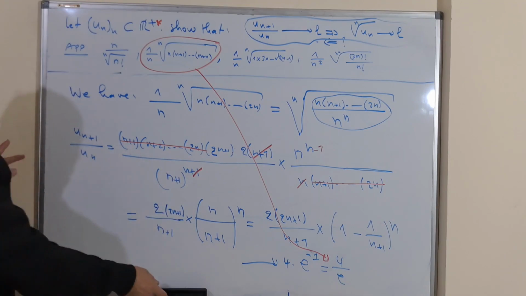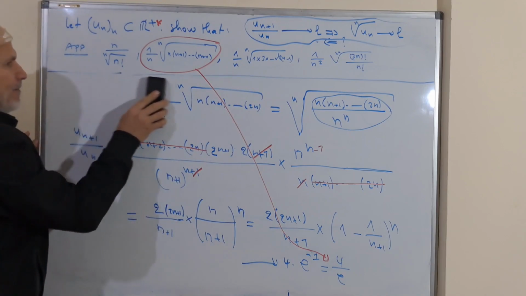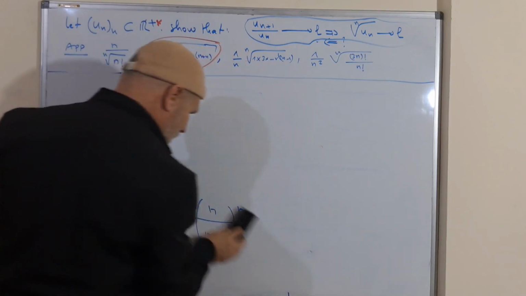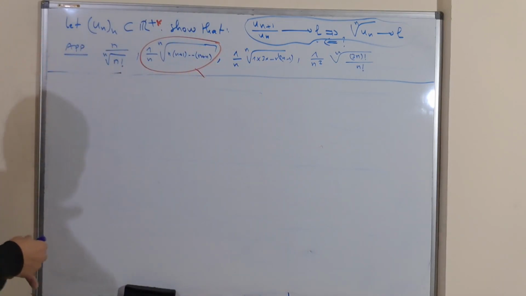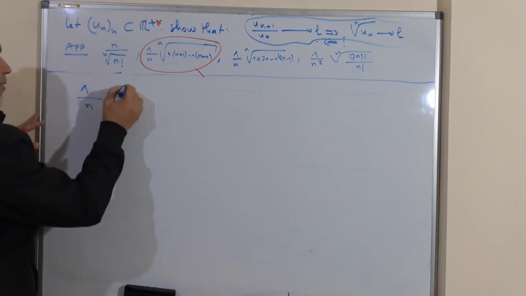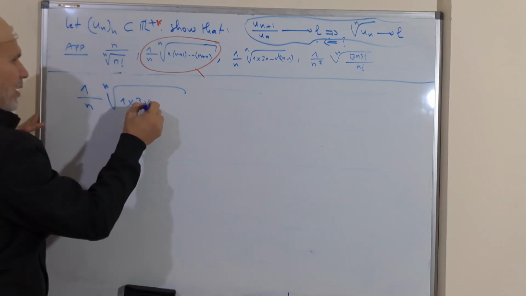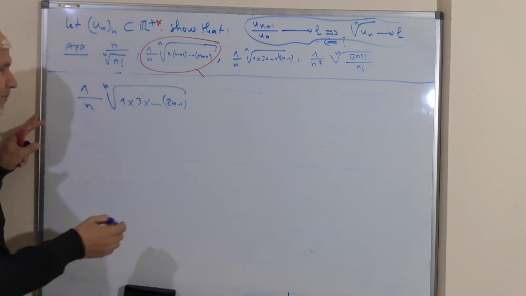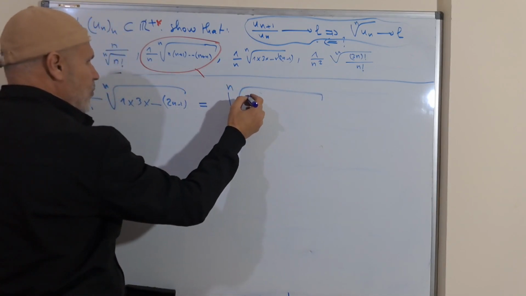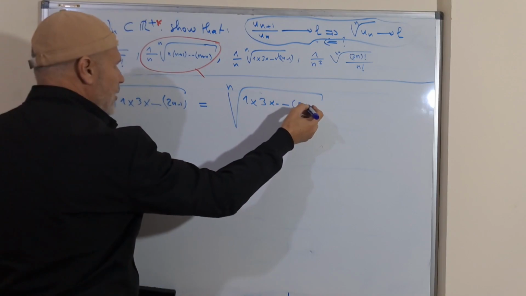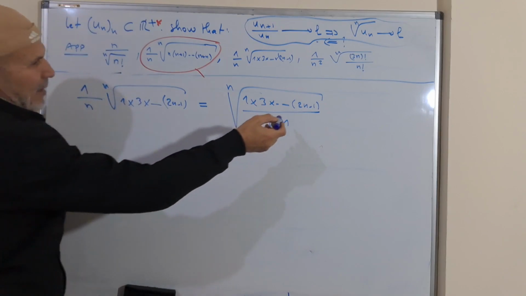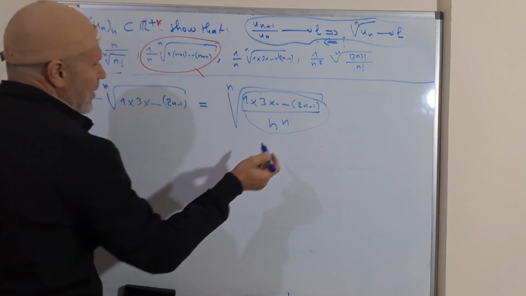Simple technique. How about this one? We will use the same technique. We have 1 divided by n, the nth root of 1 times 3 times up to 2n minus 1. We can write it as the nth root of 1 times 3 times up to 2n minus 1 divided by n power n. So un in this case is this one.